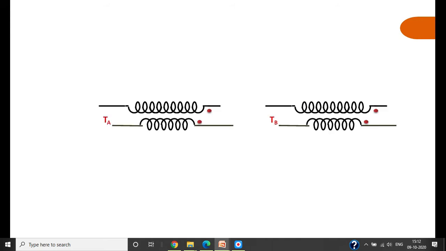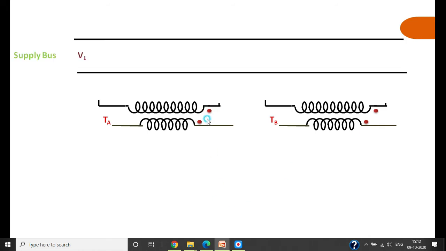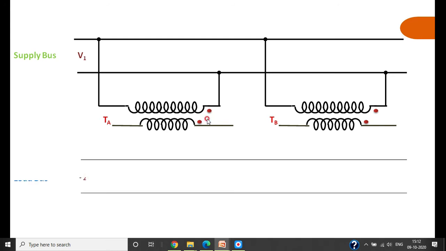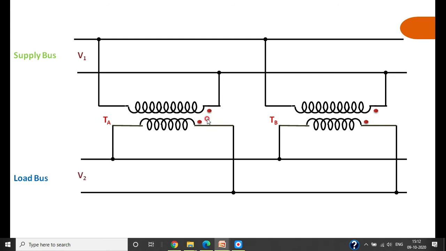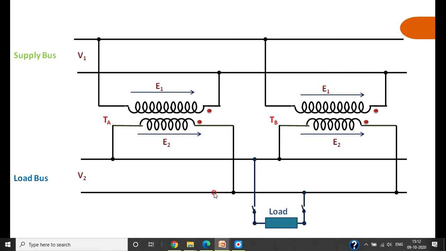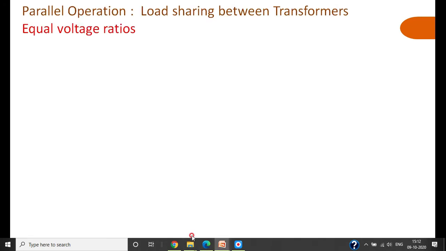We see two transformers marked with their polarity, connected to the supply bus at the primary, and the secondary is connected to the load bus. In the load bus, we connect a load. The induced voltages are E1 and E2, and the load is connected across the two load buses. The currents supplied by the individual transformers are IA and IB.